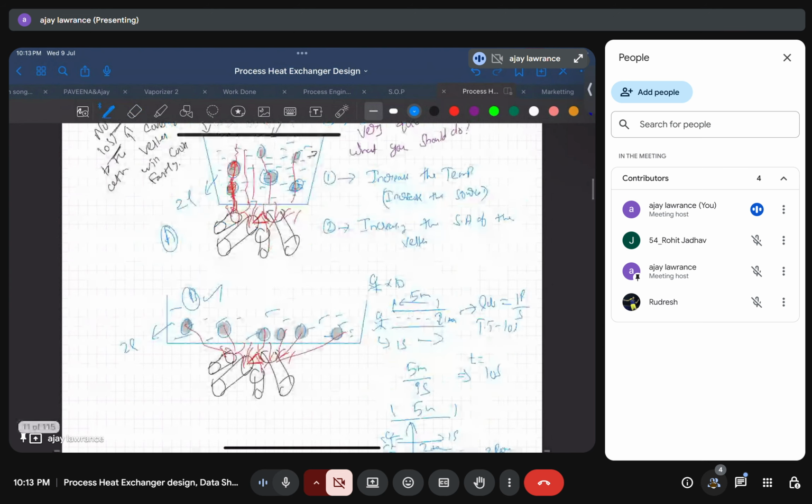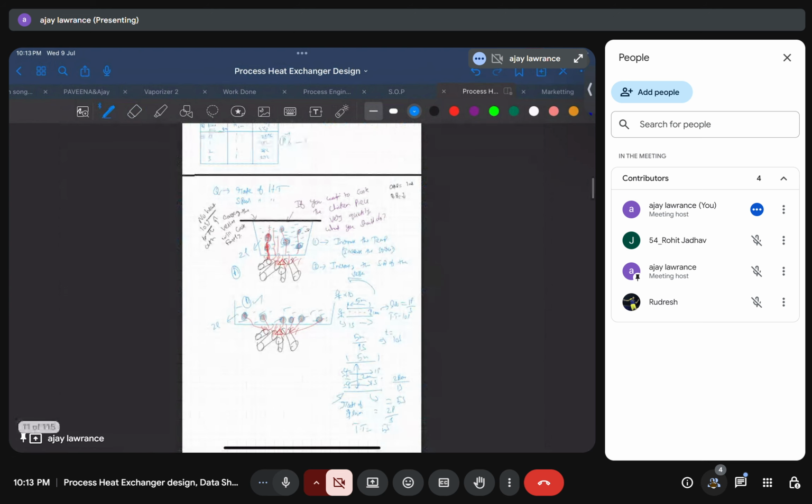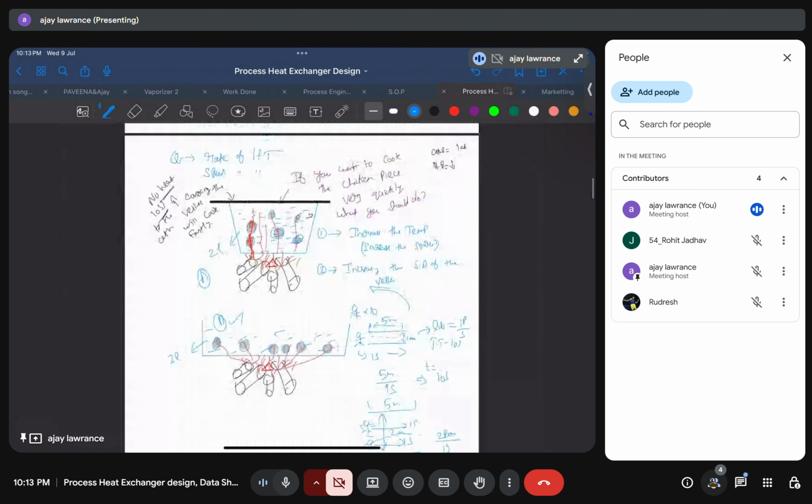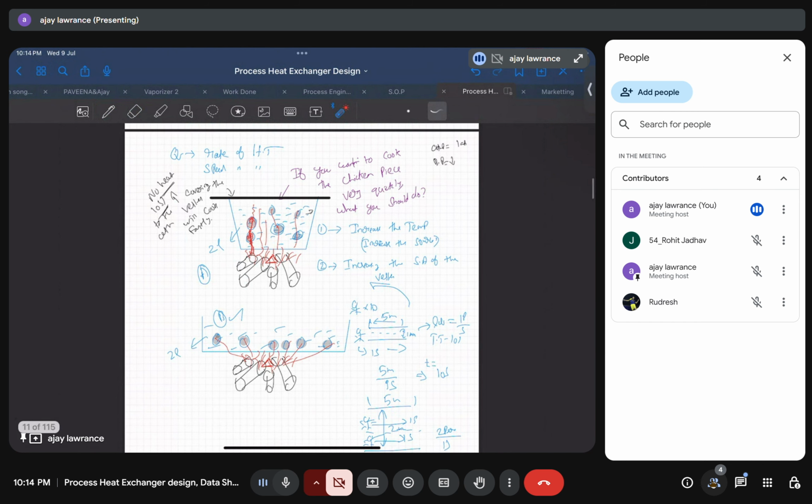Similarly, using this concept, you can understand. Since the path is very narrow here, the heat needs to travel through this path only to attain here. It cannot just travel like this; it has to travel like this only. So it will take much more time to travel. But if it is like that, then there is a separate path here, so all the chicken will cook at the same time. The rate of heat transfer is more here. That is the concept: increasing the surface area will increase the rate of heat transfer.